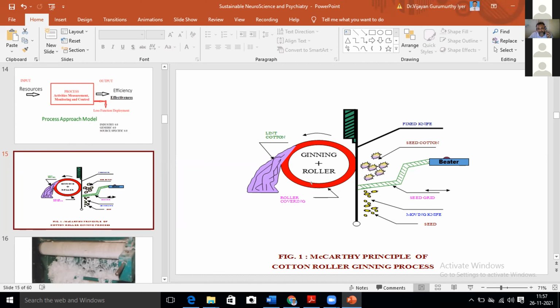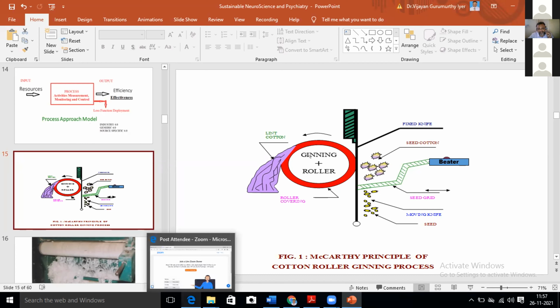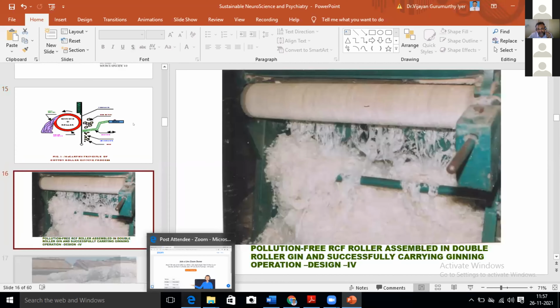The gin roller is rotating. Our body is rotating in a gyroscopic couple. Our body is rotating, and our brain is oscillating nearly 10 times more than the heart oscillations. In the same manner, the ginning machine is rotating. So this is the fixed knife.